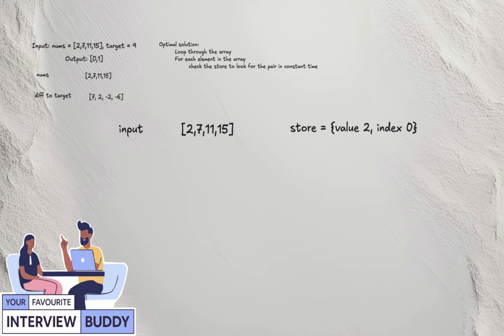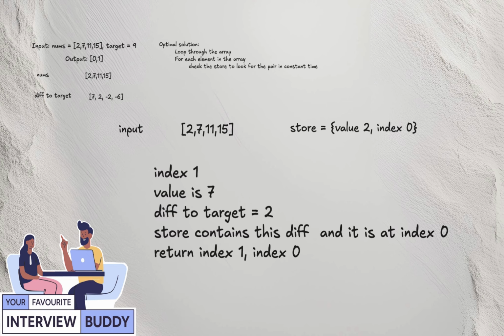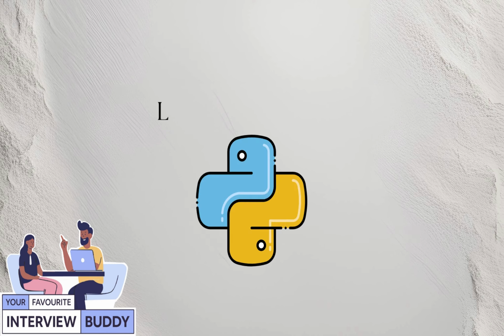So at this point, 2 is in our store with index 0. Now we continue our loop. Now we're at index 1. The value at index 1 is 7. What is the difference between 7 and the target? It is 2. Now we check our store. Have we seen 2 before while looping through this array? Yes, there is a value 2 in our store. It means we found our answer. So we get the index from our store and the current index that we are at, and then we return that as our answer. Now let's implement this in Python.